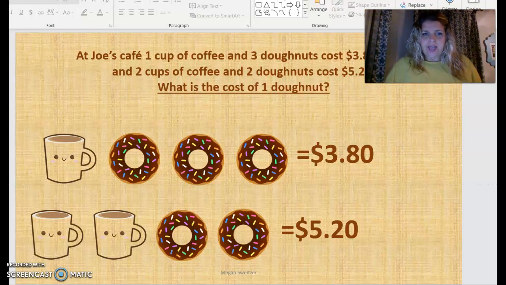Okay, so you can see that I have a picture. I kind of broke it down into a drawing so that you can see each sentence is grouped together. So here we have 1 cup of coffee and our 3 donuts and our total to the side. Again, down below, 2 cups of coffee with 2 donuts.